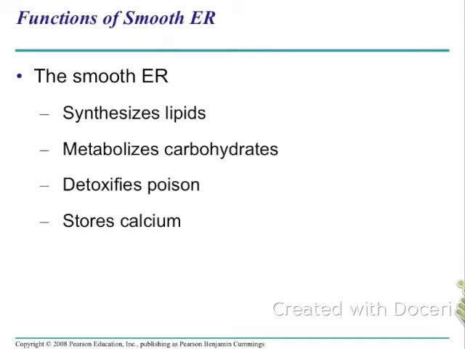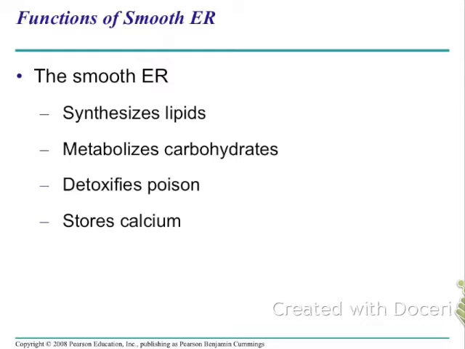Okay, so what does the smooth ER do? Well, the smooth ER has some jobs. It synthesizes lipids, right? Smooth, think smooth ER. Lipids are kind of smooth and oily. So it makes lipids that are going to be used either in membranes or transported out. It does help with the metabolism of carbohydrates, helps break those down. It also helps detox poisons, so metabolic poisons that are produced by the cell, as well as poisons that are brought into the body that have to be broken down and detoxified. That's the job of the smooth ER.